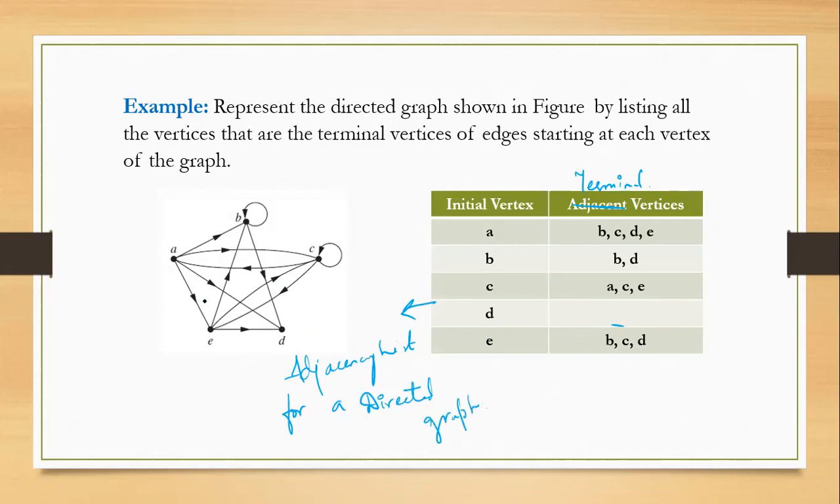Because all the edges that are connected to D, D is the terminal vertex, but for D there is no edge where D is the initial vertex. Look over here. E to D, we don't have an edge. We have an edge from E to D, not D to E. Similarly, we have an edge from B to D and A to D. There is no edge whose initial vertex is D. So there is nothing written over here. Okay.